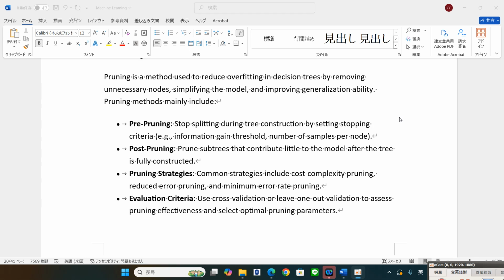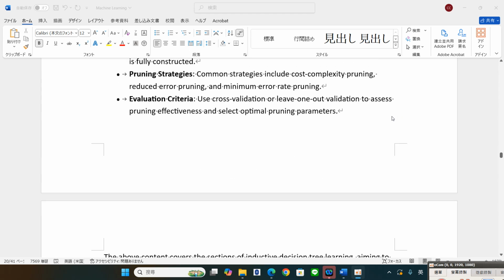Pruning strategies. Common strategies include cost complexity pruning, reduced error pruning, and minimum error rate pruning. Evaluation criteria: use cross-validation or leave-one-out validation to assess pruning effectiveness and select the optimum pruning parameter.